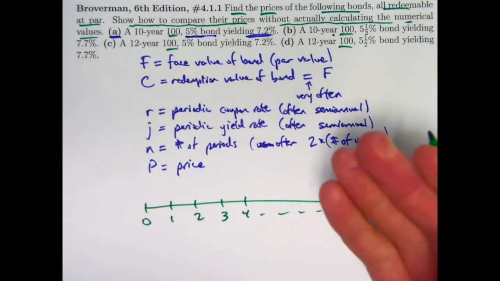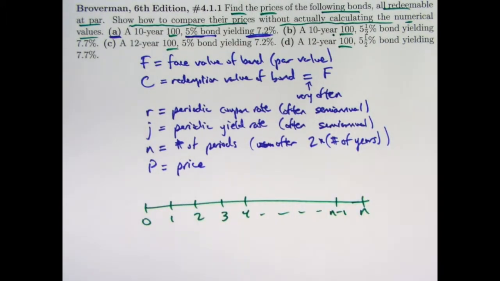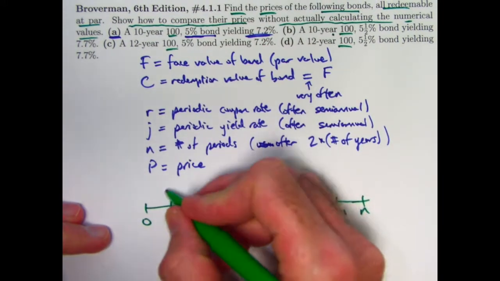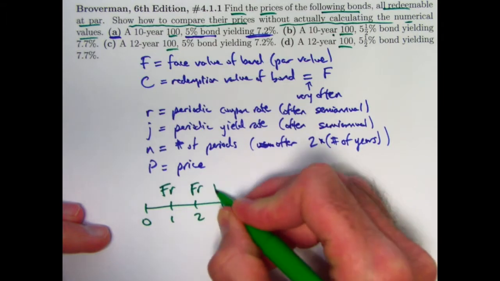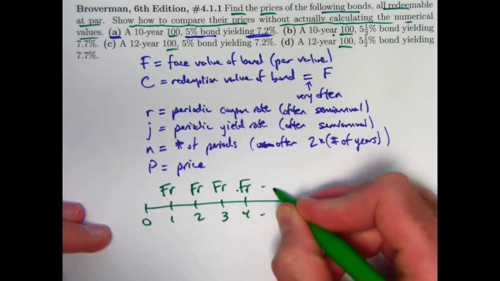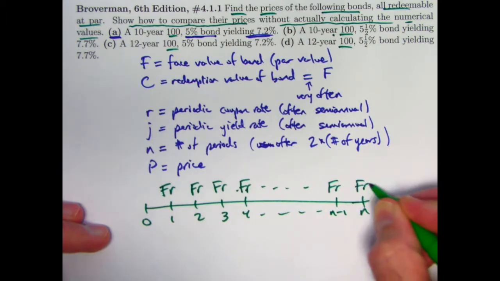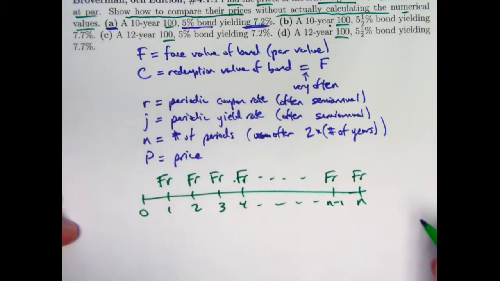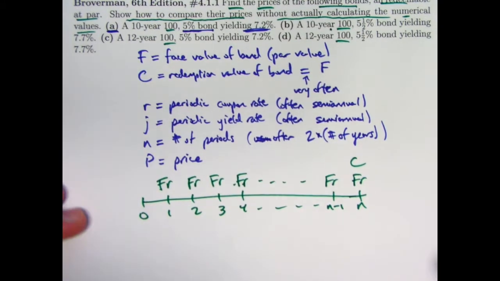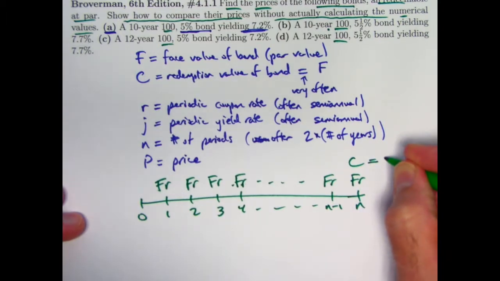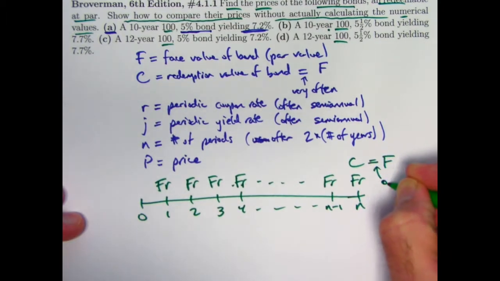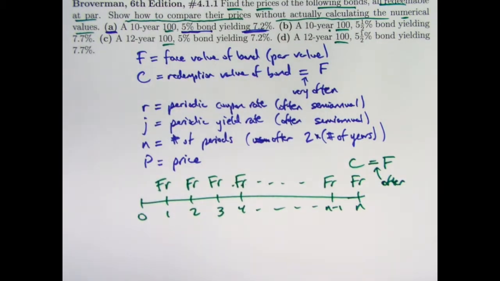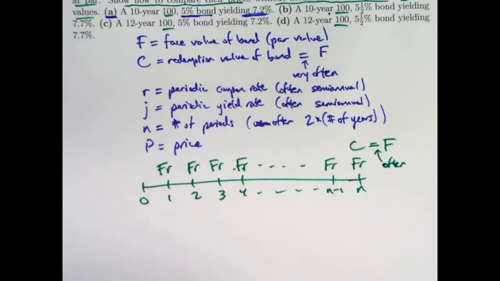Now remember, these coupons are kind of like just periodic interest that you're getting from the government or the company, analogous to you paying interest only on a loan. They're the face value times the periodic coupon rate, F times R. So you have n payments of F times R. And then at the end, at time n, after n periods, you get back the redemption value C, which again is very often the same as the face value. And from now on, I'm just going to go ahead and call it F. Okay? So that's the basic setup.